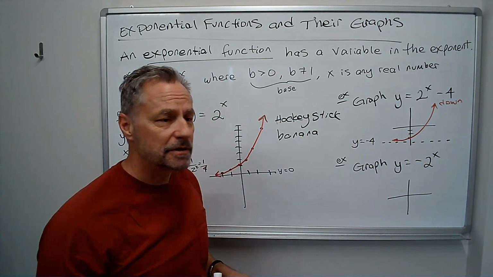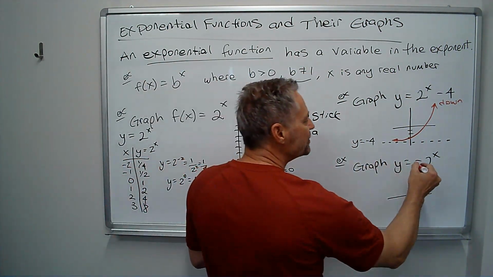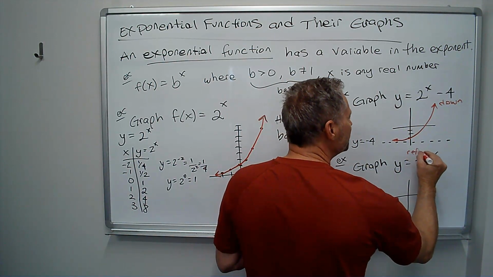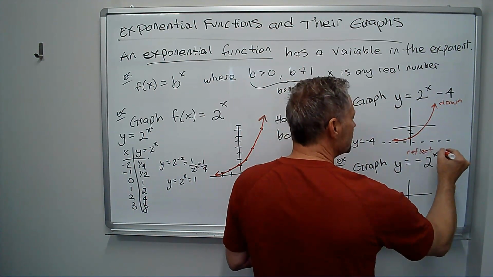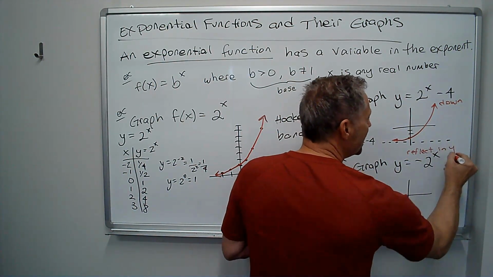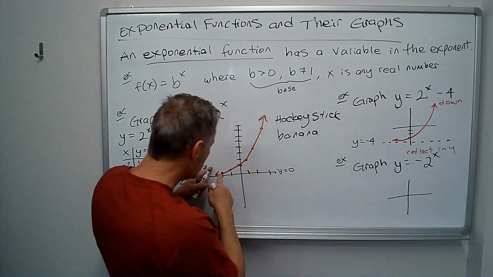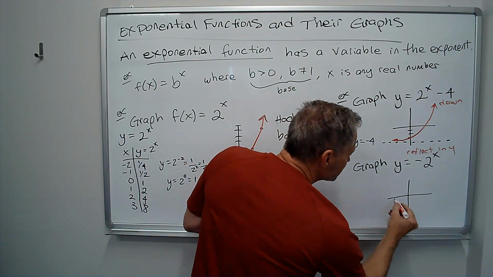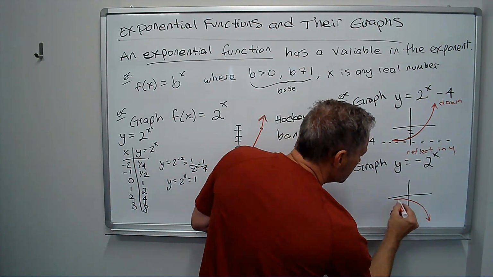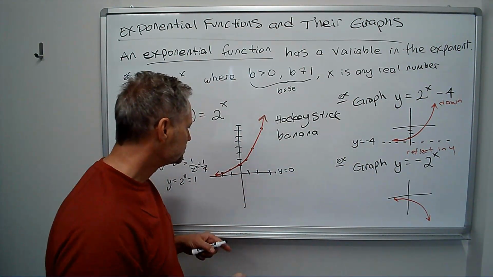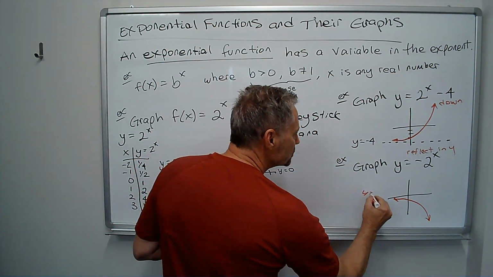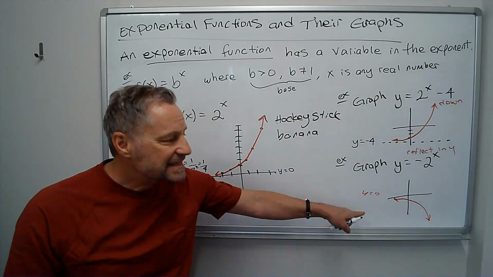Done with my graph. This graph, this negative, remember, that's a reflection in y, or across the x-axis. So that's just going to flip that whole thing down. So instead of this graph, it's going to look like this. Again, y equals 0 is going to be the horizontal asymptote. But it's got that basic shape.